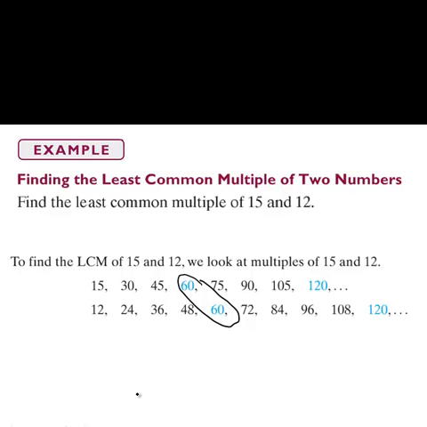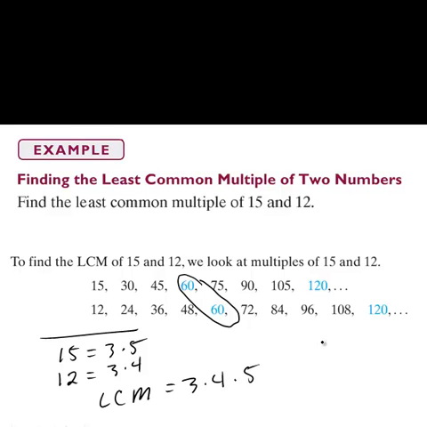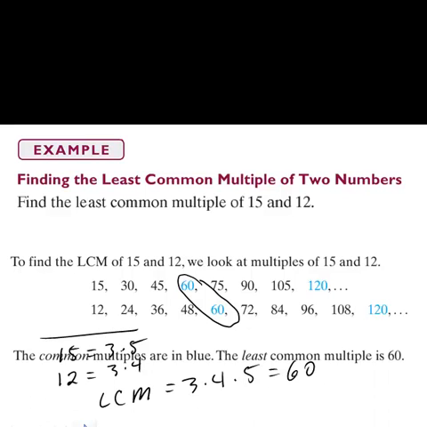Now, another way of finding the LCM of 12 and 15 is by taking a look at the factorization of each of the numbers. Now, 15 is equal to 3 times 5. 12 is equal to 3 times 4. So the LCM has to have a 3, it has to have a 4, and it has to have a 5 in order for it to be a multiple of both 15 and 12. And this gives you 60. Okay? Just a different way that they don't necessarily show you in the textbook.